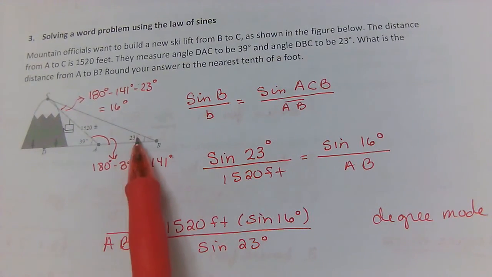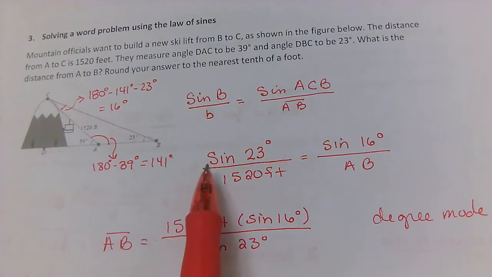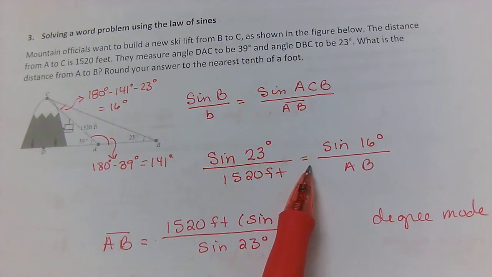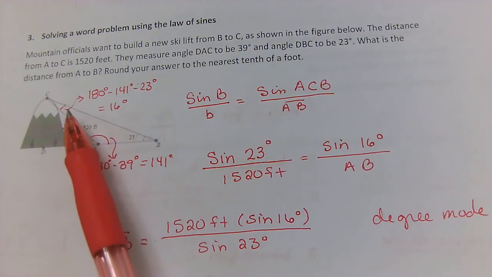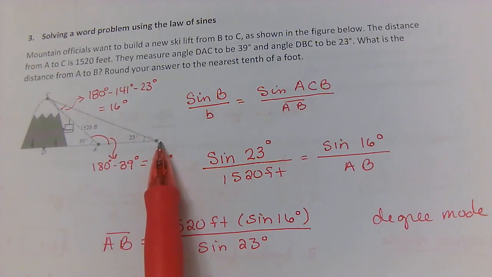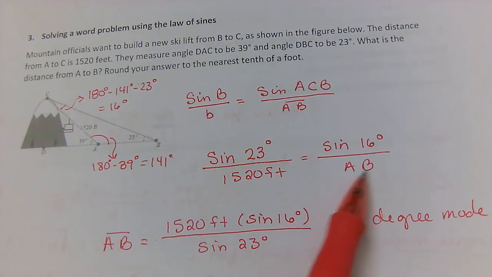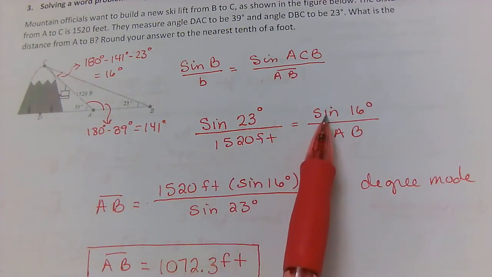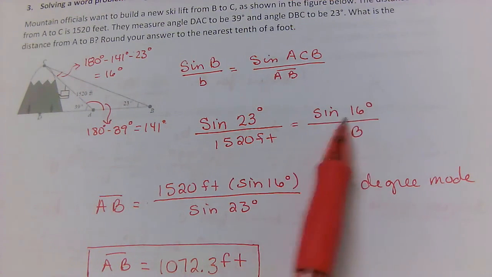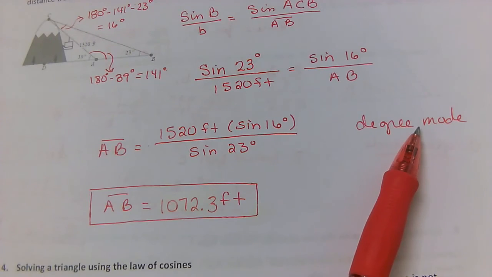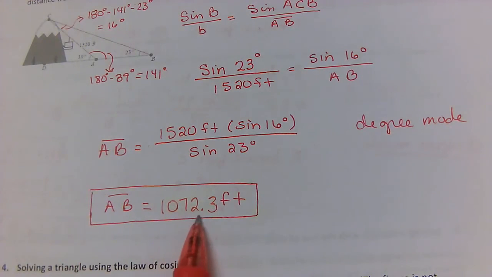Okay, so now we have all three angles in this triangle, and we have the opposite of the 23. So we can use the law of sines. So sine of 23 degrees divided by the 1520 would be equal to the sine of 16 degrees. I chose this one because remember, we're looking for the distance between A and B. So I put here divided by A and B. Do the bat and ball. You have 1520 times sine 16 divided by the sine of 23 degrees. Make sure you're in degree mode, and then you should get 1072.3 feet.